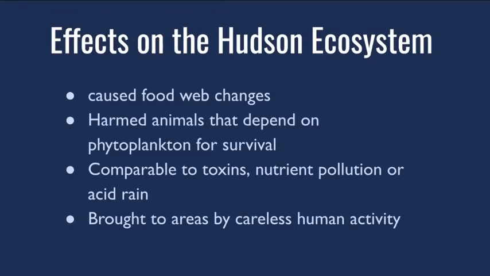Using what we have studied, our data from the Hudson ecosystem, the zebra mussel invasion has had profound effects on the Hudson River ecosystem. Phytoplankton and zooplankton are the base of the aquatic food web, and the zebra mussel's presence has severely harmed the other native species that depend on that food source for survival, and in turn set off the whole food web. The magnitude of these changes are comparable to disturbances in other aquatic ecosystems that are caused by toxins, nutrient pollution, and acid rain, to name a few. Like most invasive species, they were likely brought to the area by careless human activity.